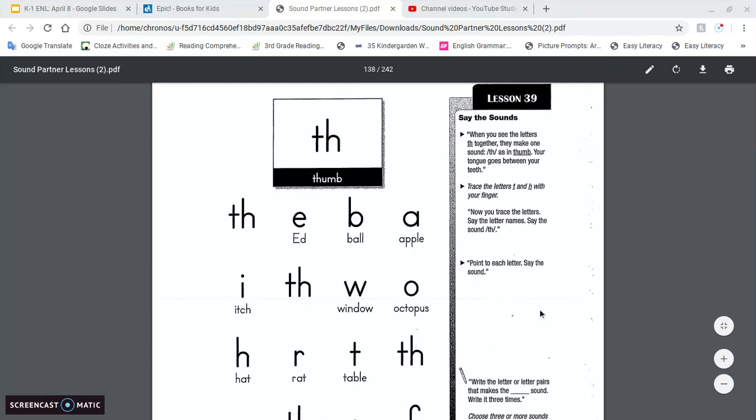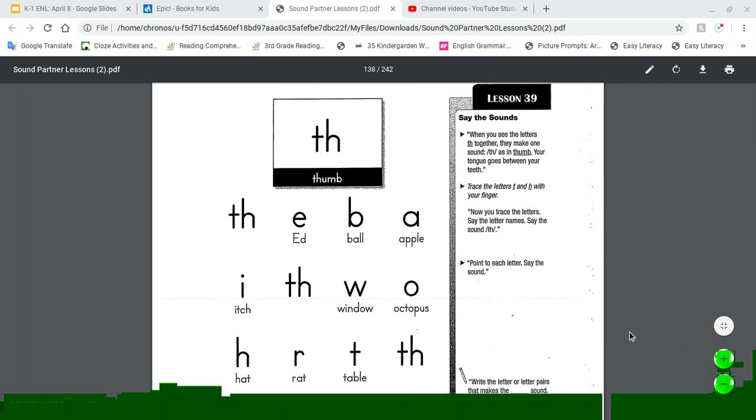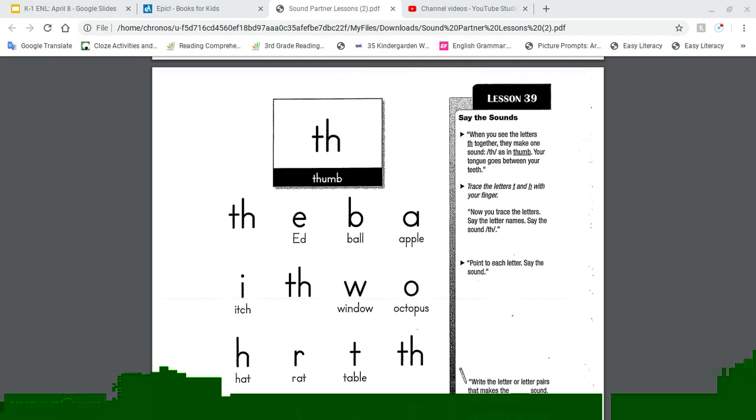Another Sound Partners lesson. Now this lesson starts to introduce the digraphs, when two letters make a sound. So that can be a little tricky. In my job as an ESL teacher, a lot of languages don't have two letters that make a sound, so that can be hard. And so it's just practicing and modeling how to make the sound that is helpful.